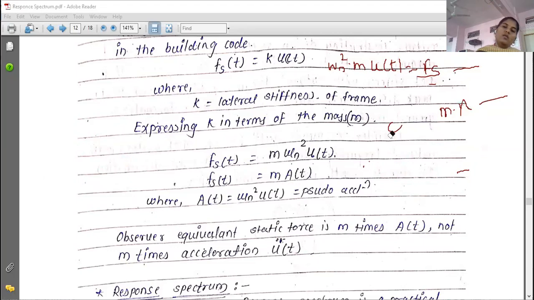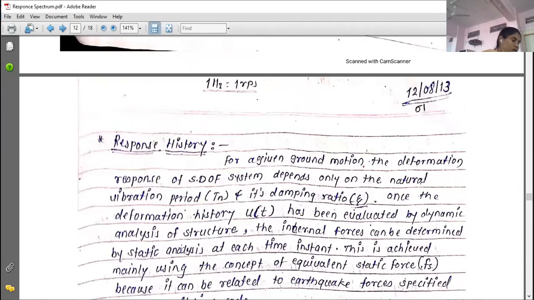Already we know the formula of omega n is equal to root of K by M. If we put the value of K over here, we'll get the further derivation and calculation. So first you write the response spectrum theory, response history.